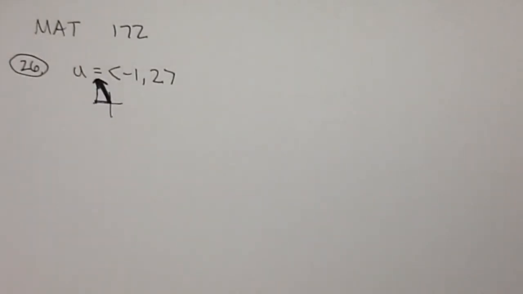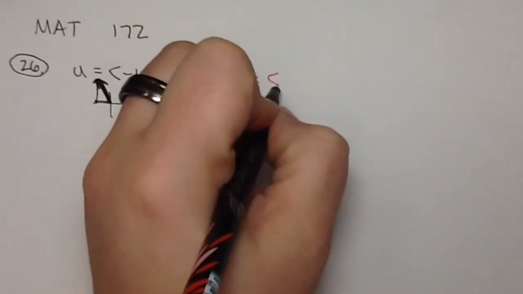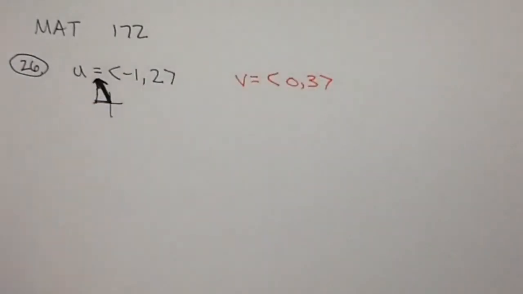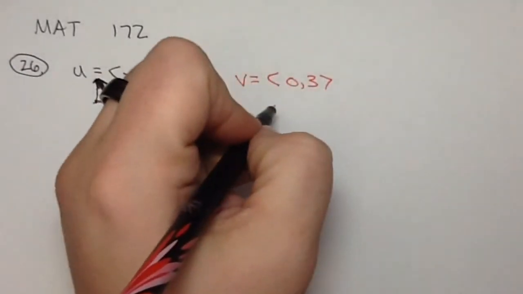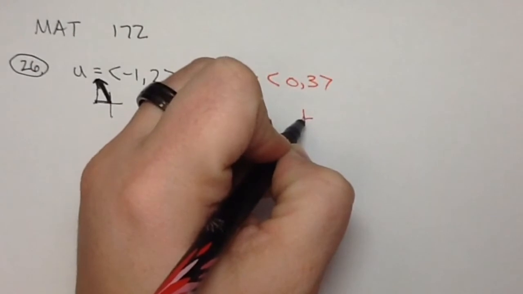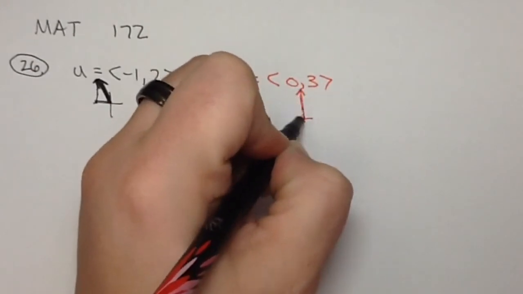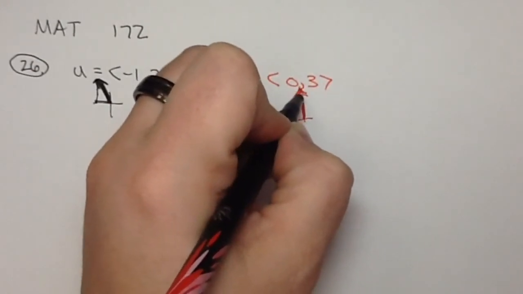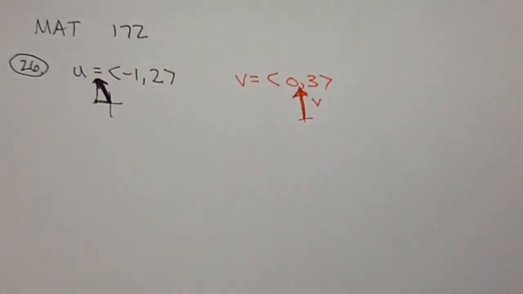All right, and then the vector v is equal to 0, 3. So drawing that, it doesn't go left or right at all, it just goes up 1, 2, 3 units. So this is the vector v. And then we're asked to calculate or to add these vectors in a certain way.